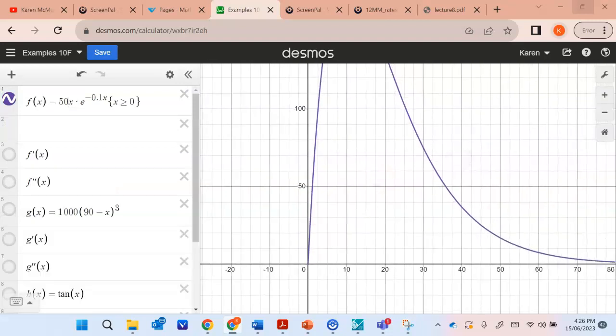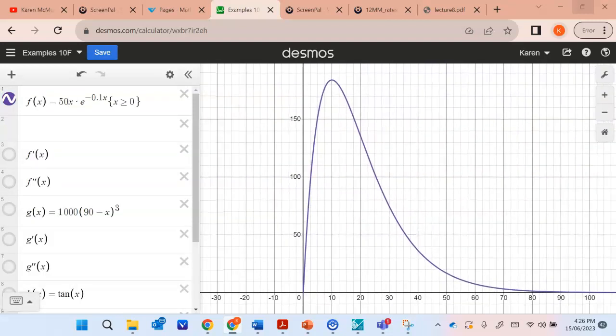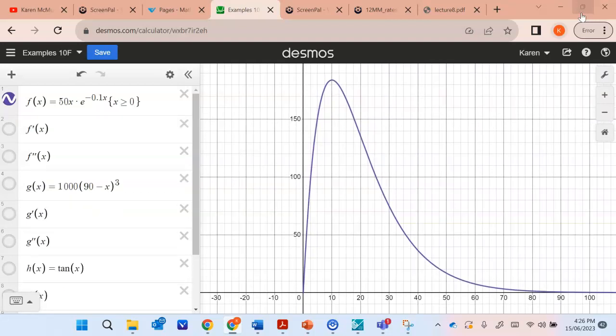And can't really see the graph too well, so let's just do that. Okay, so there's the insect population, I think it was. We can see we've got a maximum up here at t equals 10 again. So the maximum population is 183.94, so basically 184. The minimum population, you can see it's getting very close to 0.